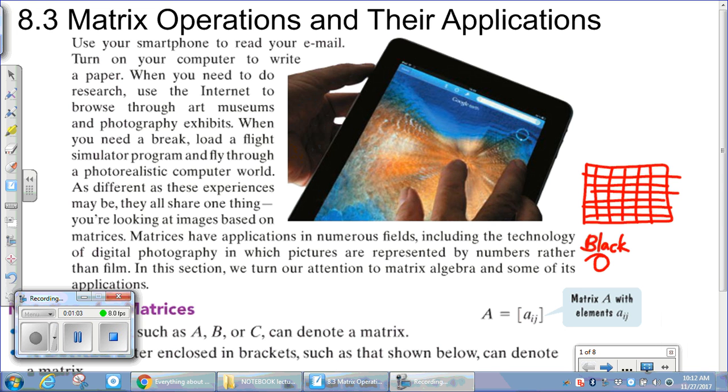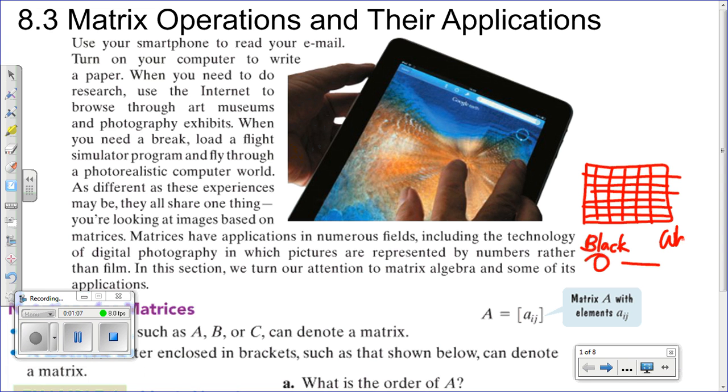Sorry about that. Black is going to be the number 0, and white is going to be represented by the number 255. So you have a total of 256 color combinations, so you have all shades of gray, 254 of them, because you have white and you have black. So if it's a black and white picture, the numbers are very simple.